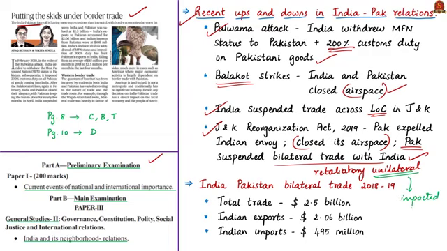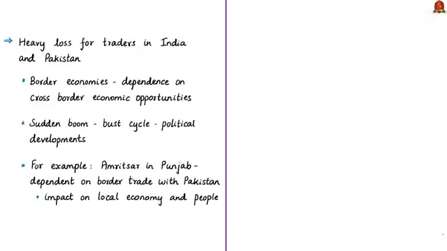The author states, in 2018 to 19, the bilateral trade between India and Pakistan was valued at $2.5 billion. India's export to Pakistan accounted for $2.06 billion, and India's imports from Pakistan was $495 million. Now, after all these unilateral actions, Pakistani exports to India drastically reduced. It reduced from an average of $45 million per month in 2018 to $2.5 million per month in the last 4 months. So, the traders in both India and Pakistan have incurred heavy loss due to this.